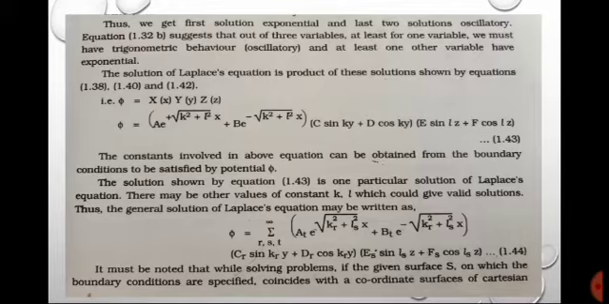There may be other values of constants k, L which give valid solutions. Thus the general solution of Laplace equation can be written, which is given here. It must be noted that while solving the problem, if the given surface S on which the boundary conditions are specified coincides with the coordinate surface of the Cartesian system, then only a solution can be obtained by this technique in a Cartesian system. In Cartesian coordinate system, coordinate surfaces are planes parallel to the coordinate axes.